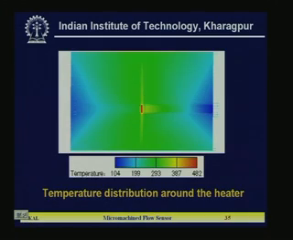These are some temperature distributions around the heater. The color chart is given from 104 degree centigrade to 480 degree centigrade. So, this is the heat distribution around the sensor. You have to choose a certain location where we will put the upstream and downstream resistances.